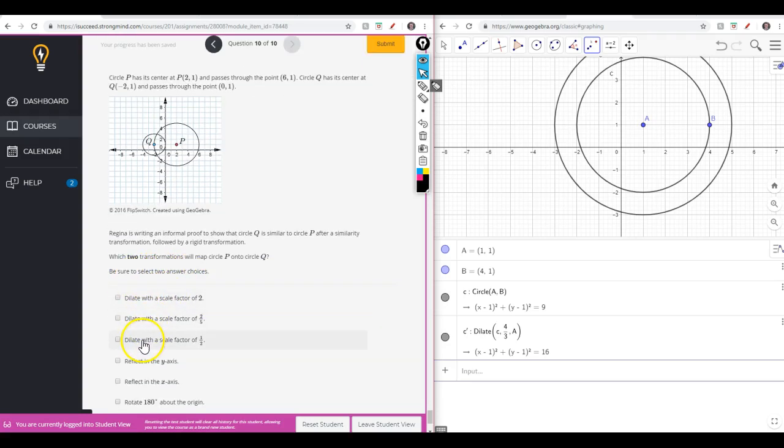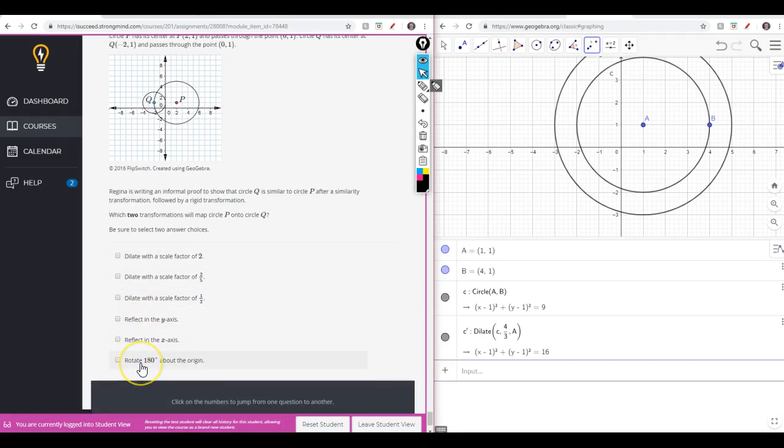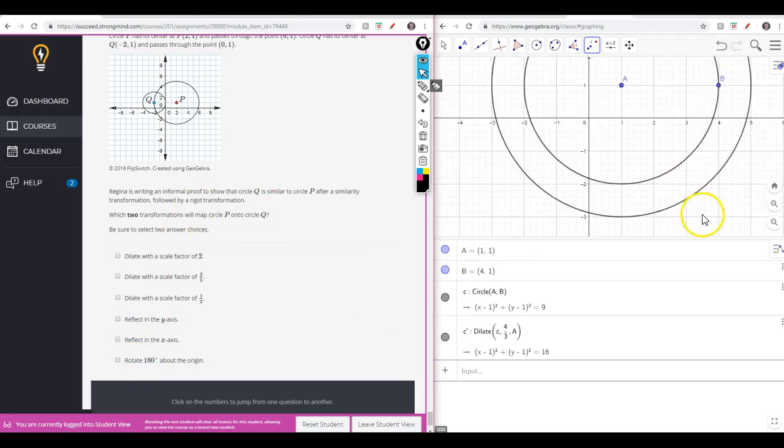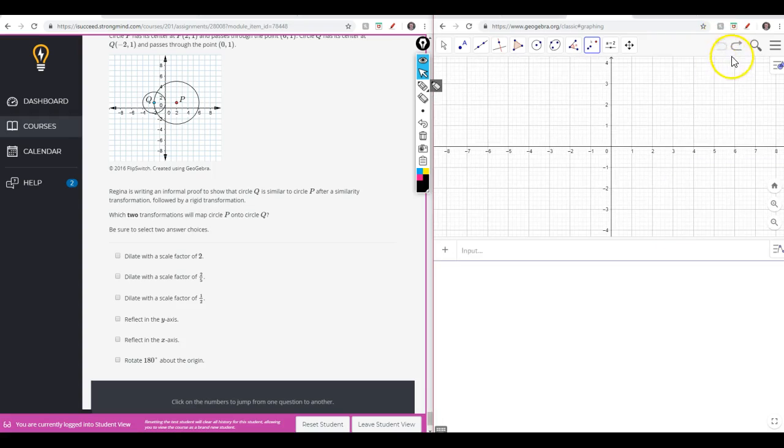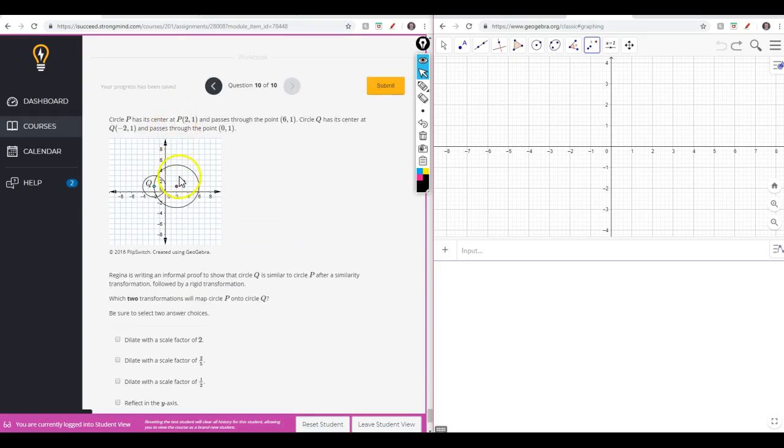So dilate, dilate, dilate, those are all similarity transformations. Reflect, reflect, and rotate are the rigid transformations. If you didn't watch the other video, I'm again using geogebra.org/classic. It wants to transform and map circle P onto circle Q, so I'm going to graph circle P first, since that's the one they started with.